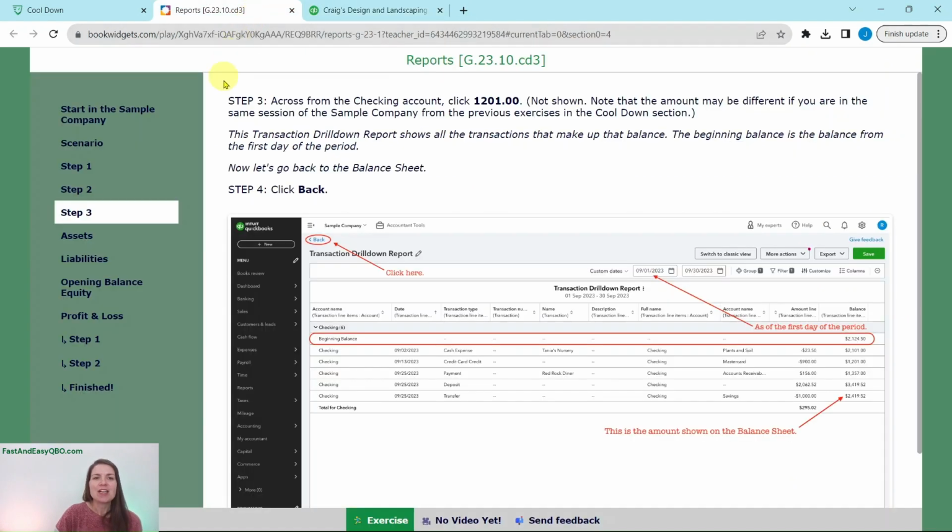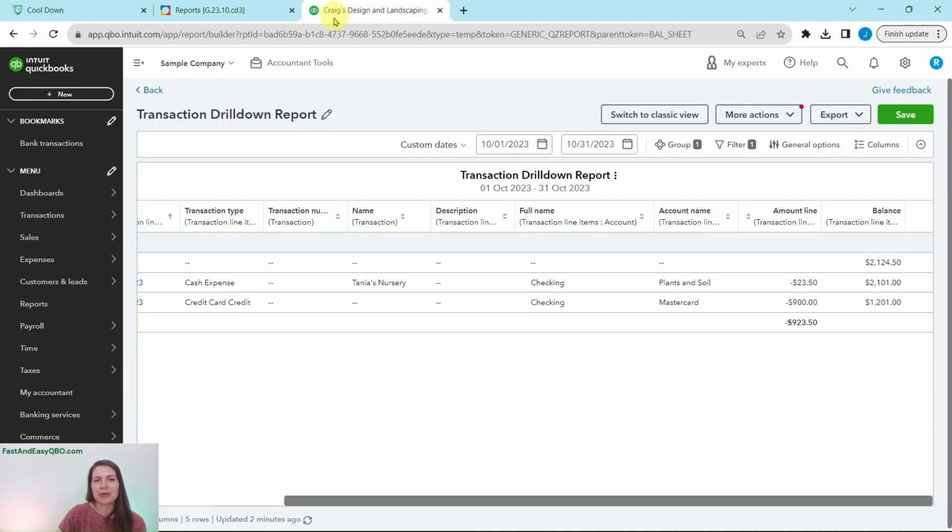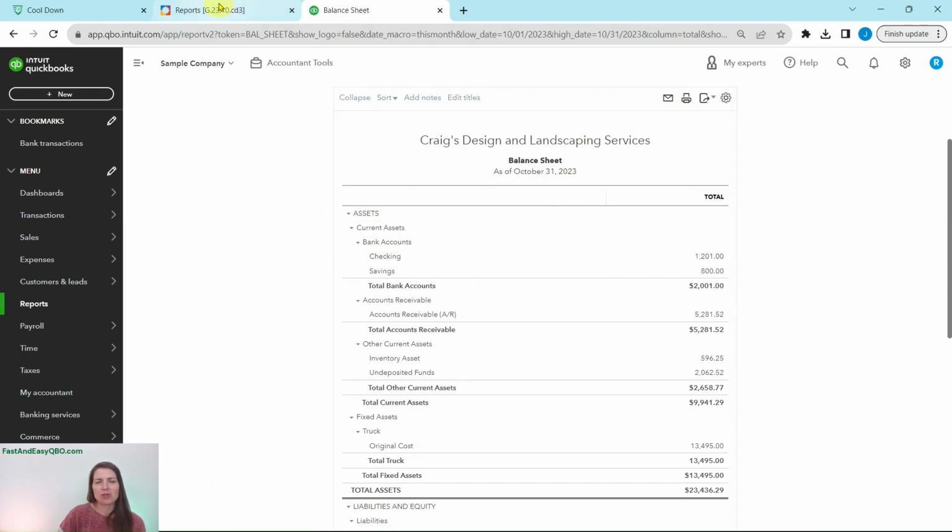Okay. So we're going to click on back. It's a little blue link over here on the top left. Click on that so we can get back to the balance sheet.